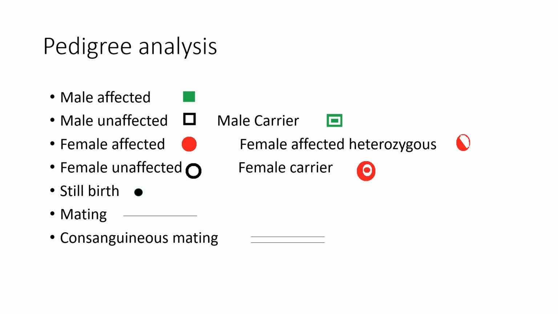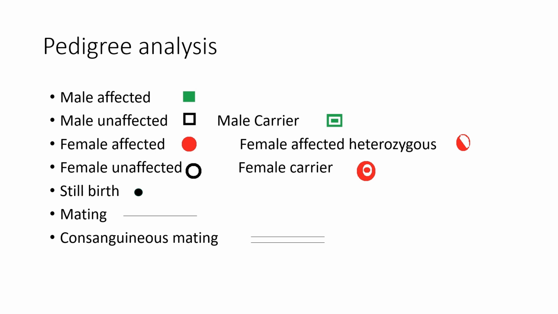Pedigree analysis. So this diagram tells you which symbol is used in the pedigree analysis to represent different people. So in our chart, a dark green square is a male that is affected by the gene. Male unaffected by the gene is an empty square. A male carrier is a green square with a white square inside of it. Female affected is a circle that's solid red.